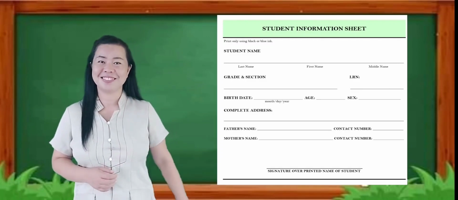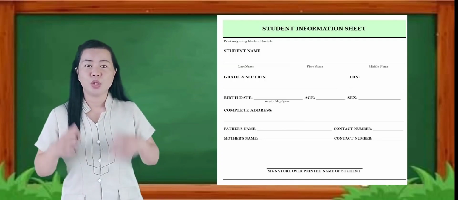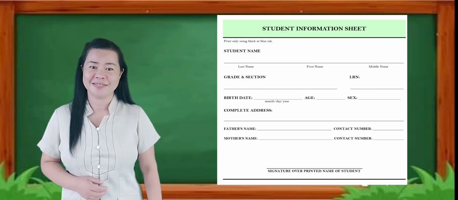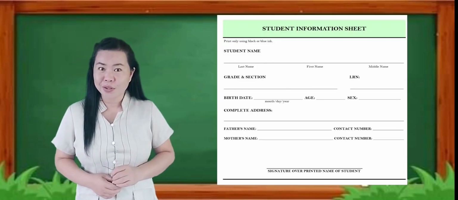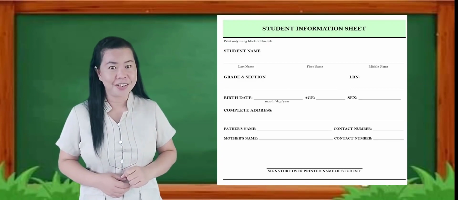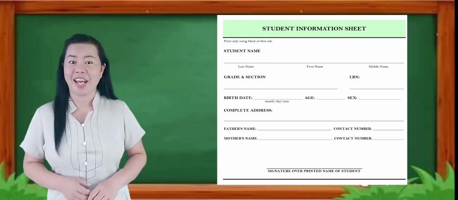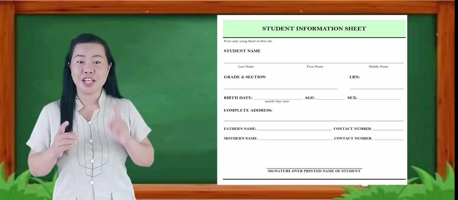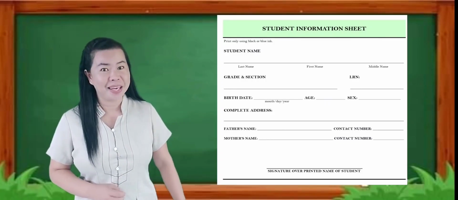Good job. Your LRN is your learner reference number, which was given to you when you entered kindergarten. For your birth date, did you follow the direction? Month, day, year? Awesome! I'm sure you wrote your age correctly. For your sex, did you write the word male if you're a boy and female if you're a girl?